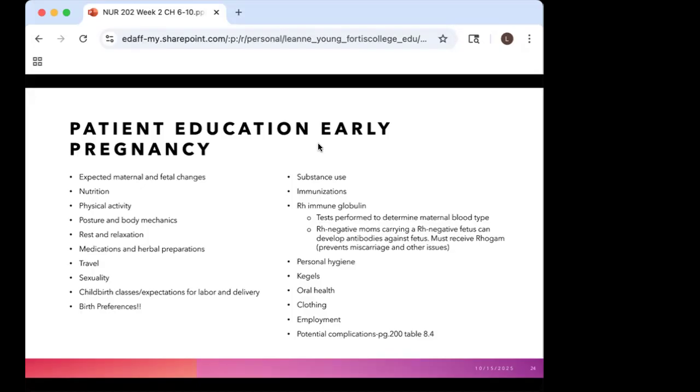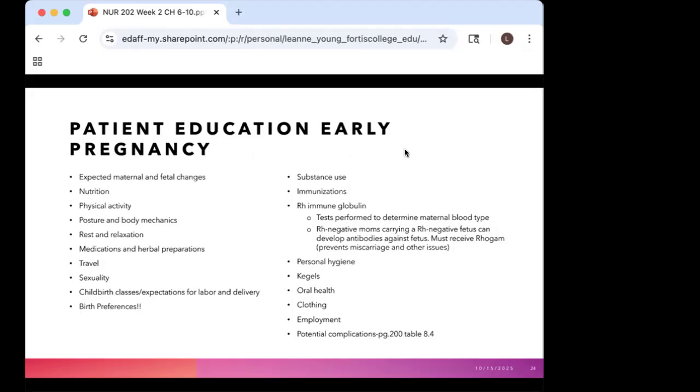Immunizations: what is safe for a mom to have, what is not safe for a mom to have. Right now is flu season. Moms can get the flu shot when they're pregnant, so going over those things with them. A big one is the Rh immune globulin. This is a test performed to determine maternal blood type. So an Rh negative mom carrying an Rh positive fetus can develop antibodies against the fetus. So they're going to need to receive RhoGAM during pregnancy. This will prevent miscarriages and other issues.